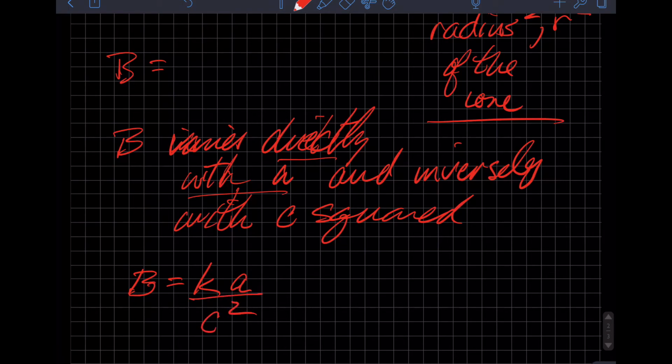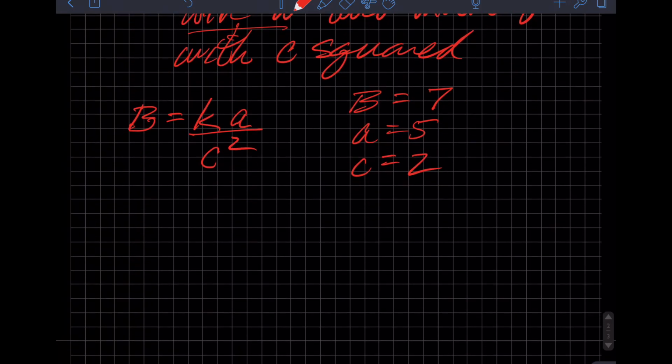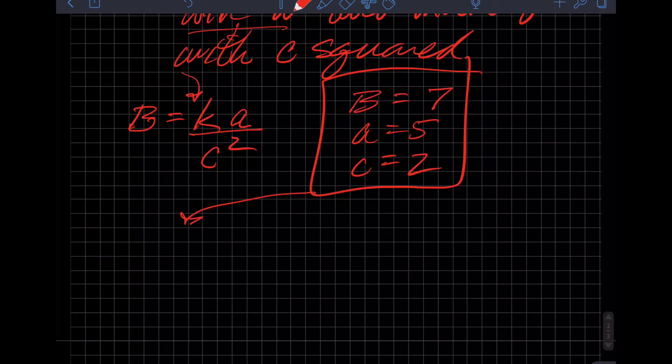So oftentimes I'm going to give you some situation that B is equal to 7 when A is equal to 5 and C is equal to 2. If I know that that's the case, I can use that information to figure out what this K value is, or the constant of variation. I'm going to put 7 in for B, leave K as K, put 5 in for A, and put 2 in for C, and I'll get 7 equals 5K over 4.